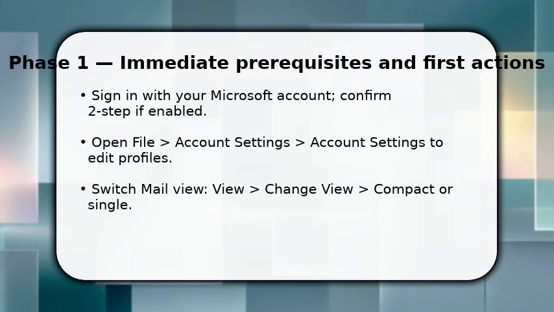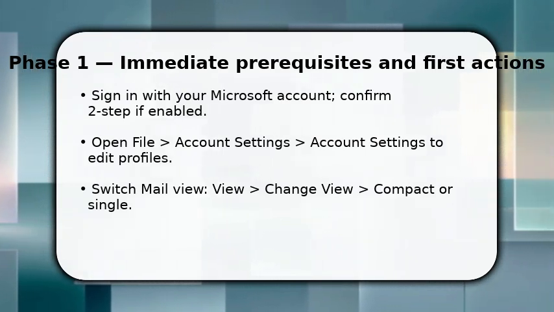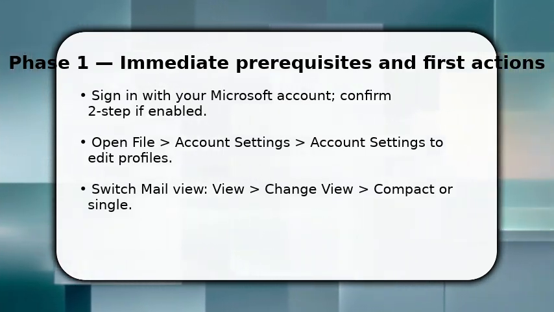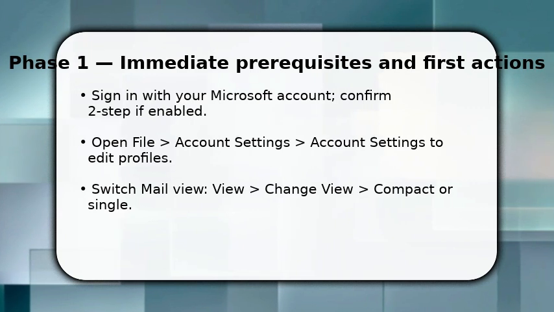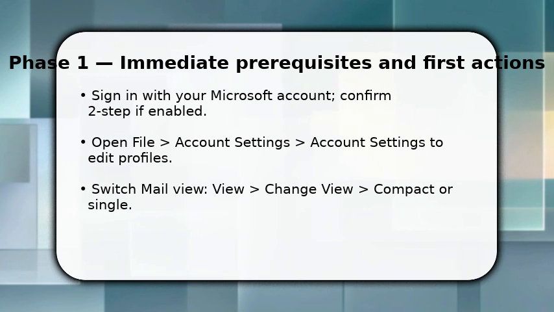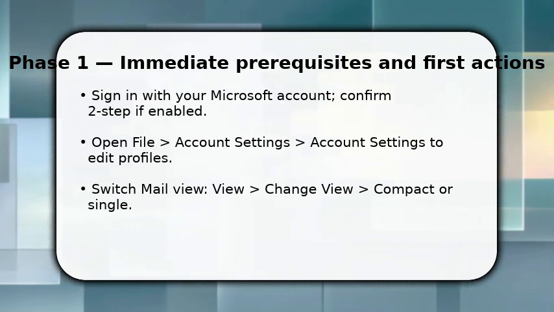You begin by confirming account access and basic view. Sign in with your Microsoft account and complete any two-step verification. This prevents interruptions later. Once signed in, open File, then Account Settings again to edit or add profiles. Make sure the correct mailbox is selected.